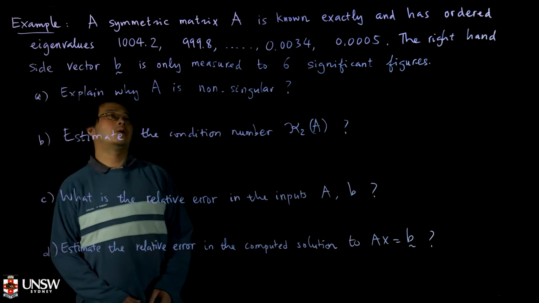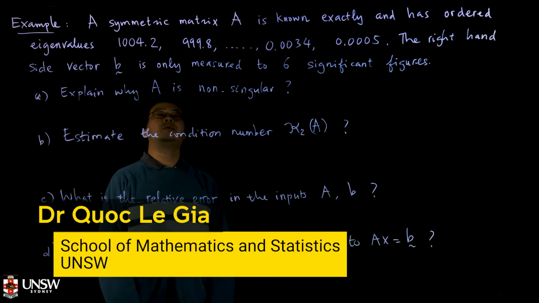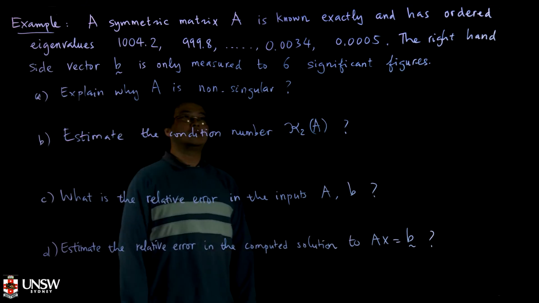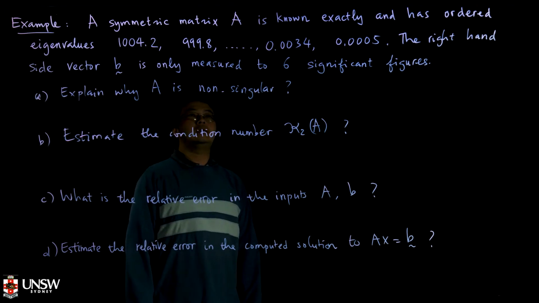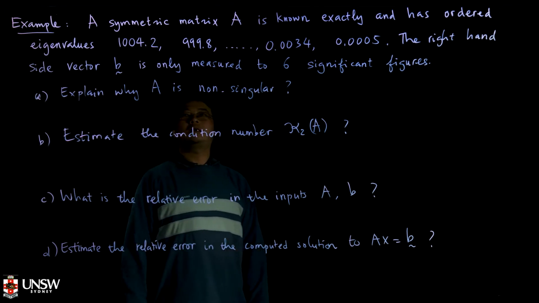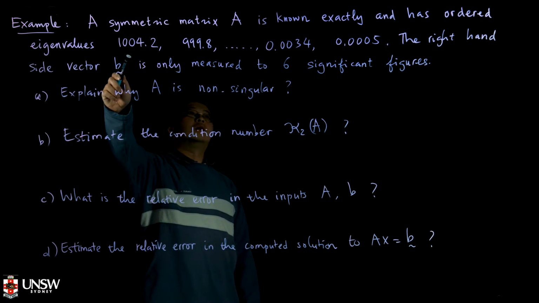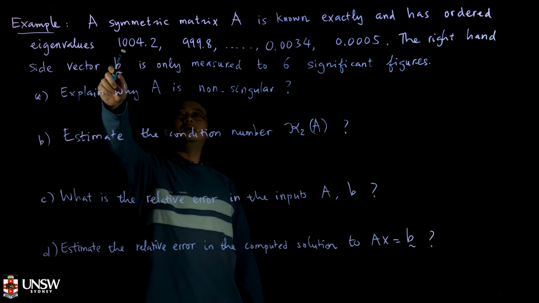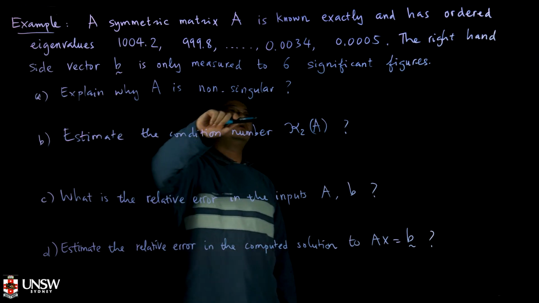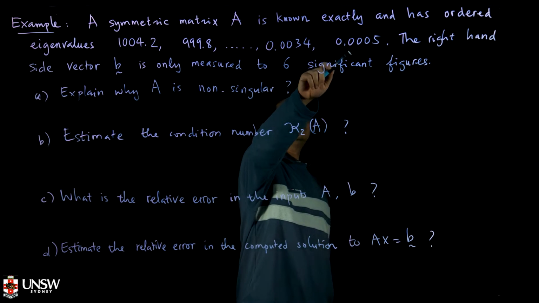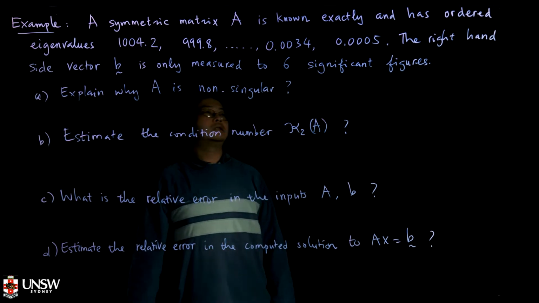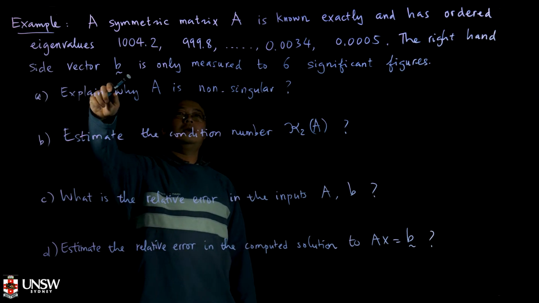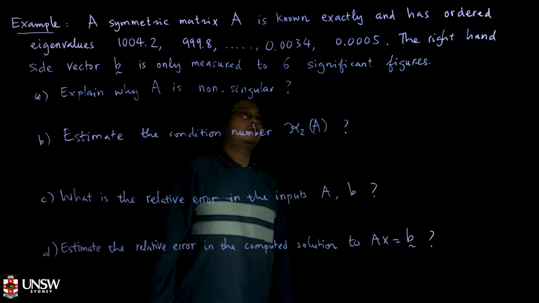Okay, so suppose we consider the following example. We have a symmetric matrix A, and the matrix is known exactly, and it has eigenvalues that can be ordered from the largest to the smallest, like this. The largest is 1004.2, and the smallest is 10 to the minus 4. And the right hand side vector B is measured only up to 6 significant figures.